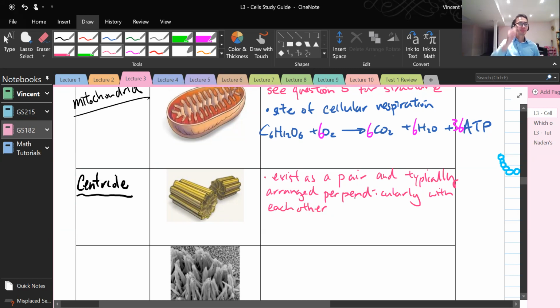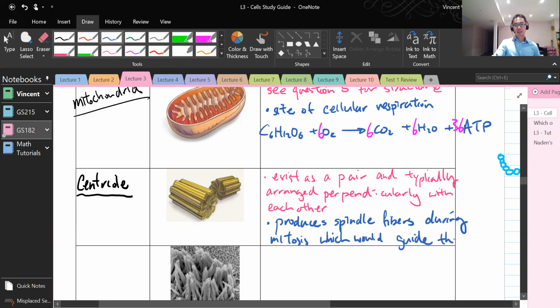What does it do? It produces spindle fibers during mitosis, cell division, which would guide the movements of chromosomes.